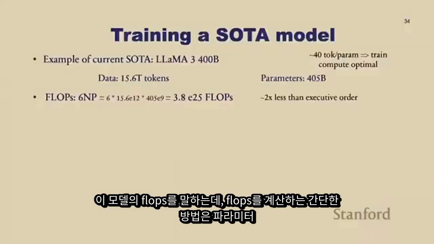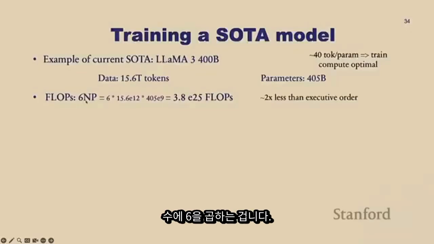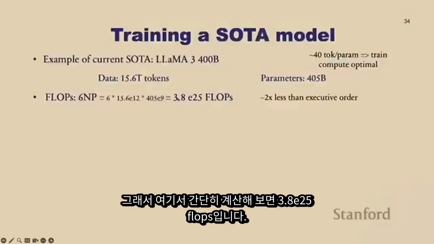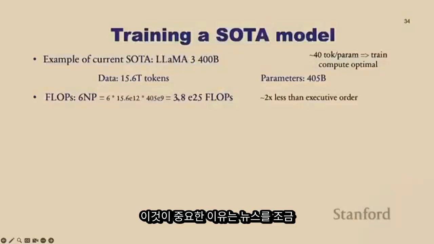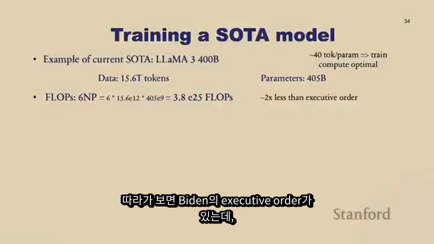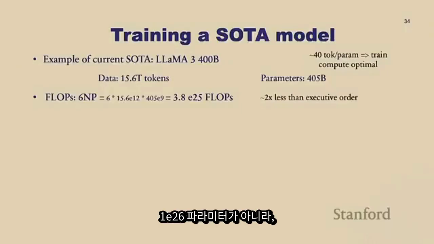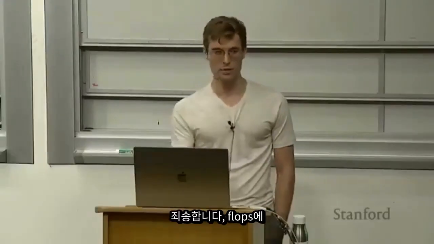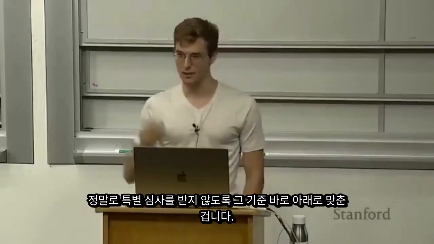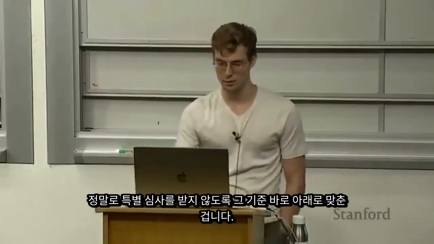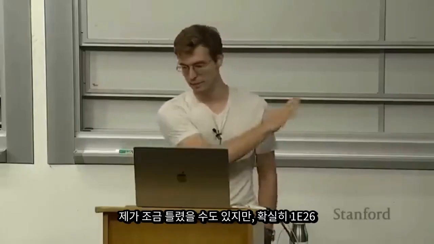Flops for this model. One simple way to compute flops is 6 times the number of parameters times the number of data that you train on. So if you do the simple calculation here, it's 3.8E25 flops. The reason why this is important is that if you followed a little bit the news, there's an executive order from Biden that basically says that once you have 1E26 flops, then you have special scrutiny on your models. So they went 2x less than that. They really went right below this to not have special scrutiny. I might be off by a little bit, but it's definitely under the 1E26.